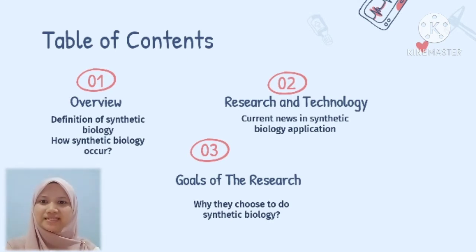Secondly, the current news or research entitled Unilateral Gene Therapy Injection to treat Leber hereditary optic neuropathy for patients who have vision loss of about 6 to 12 months. And lastly, the purpose or goals of this research.